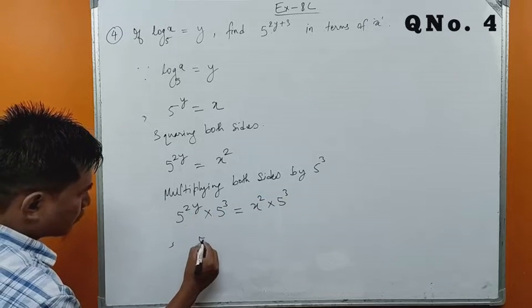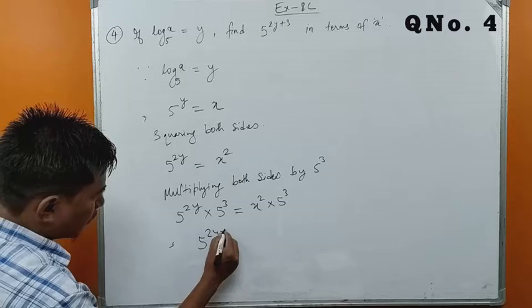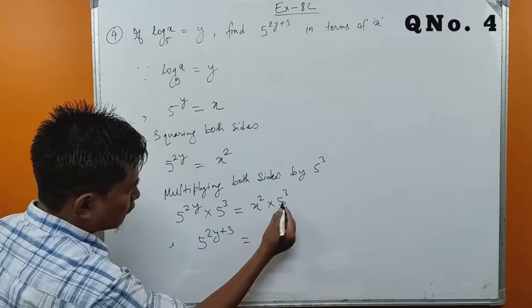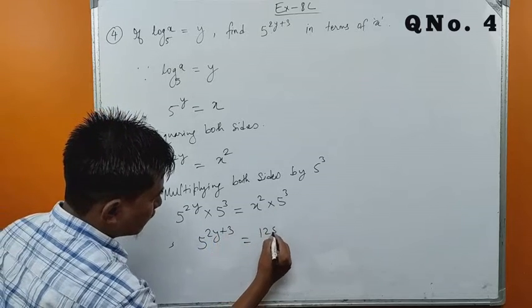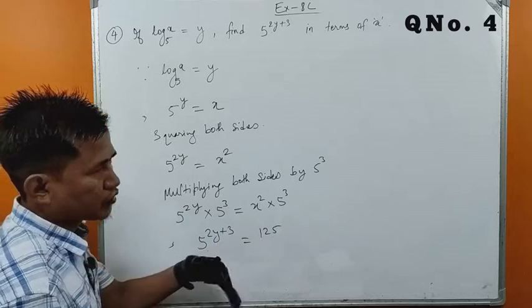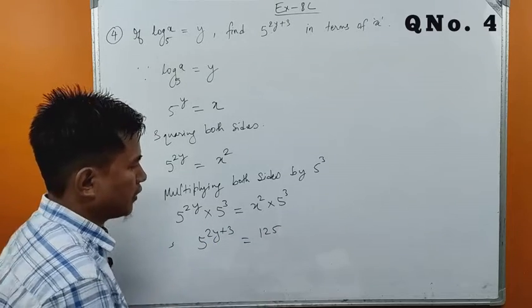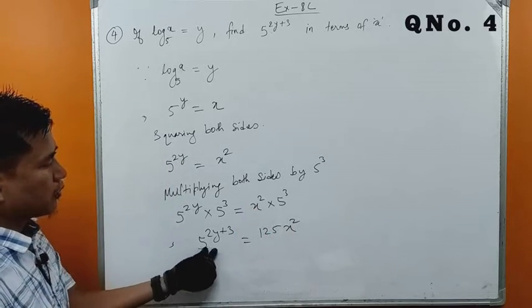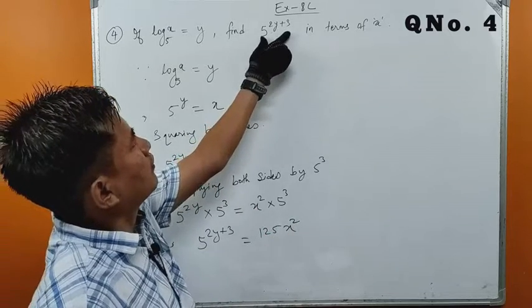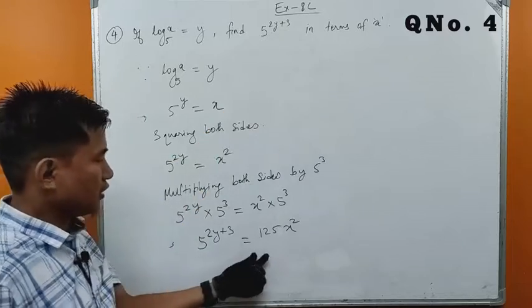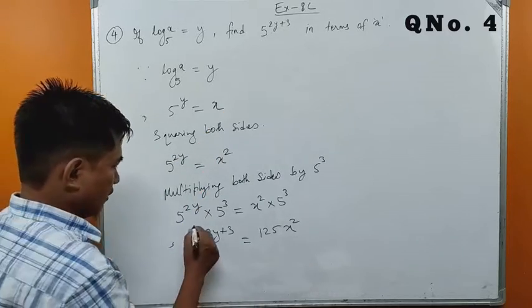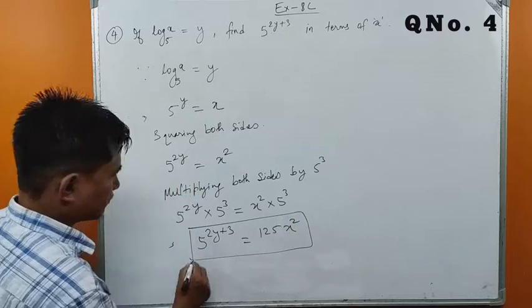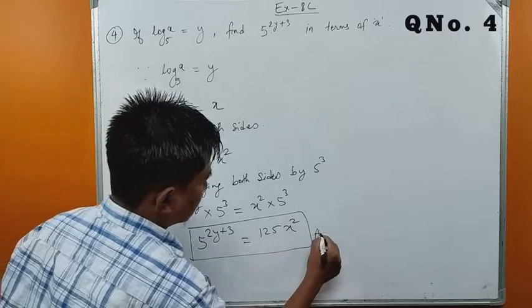Okay, 5 to the power 2y plus 3 equals, 5 cube means 125, isn't it? 5 5s are 25, 25 5s are 125, into x square. So 5 to the power 2y plus 3, we were asked to find the value of 5 to the power 2y plus 3, and the value is 125 x square. Okay, so this is the answer, 125 x square.